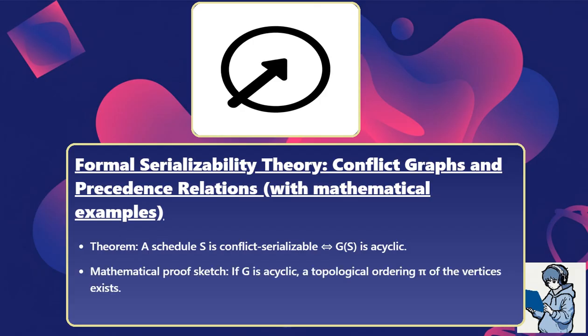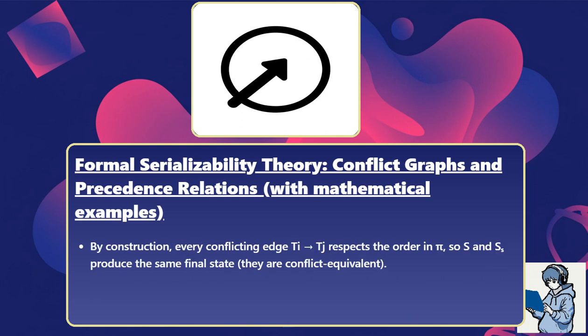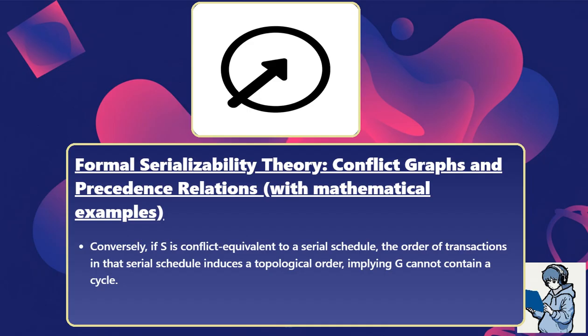Mathematical proof sketch: if G is acyclic, a topological ordering π of the vertices exists. Executing the transactions in the order π yields a serial schedule S_S. By construction, every conflicting edge Ti → Tj respects the order in π, so S and S_S produce the same final state. They are conflict equivalent. Conversely, if S is conflict equivalent to a serial schedule, the order of transactions in that serial schedule induces a topological order, implying G cannot contain a cycle.